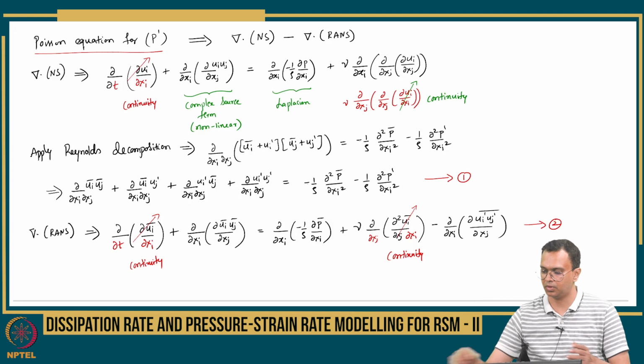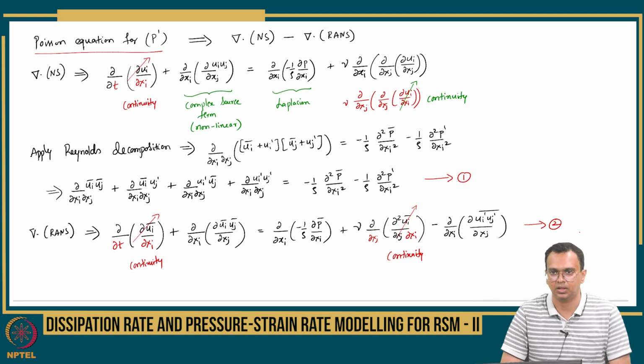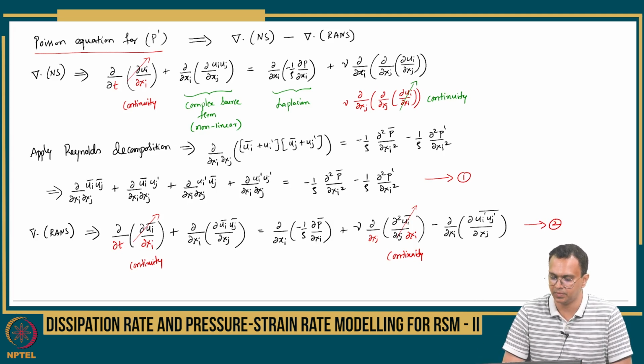Now I need to subtract 1 from 2 and do some more rearrangements to get an equation for p prime. We will see this in the next class.